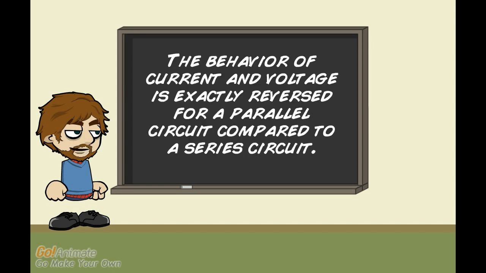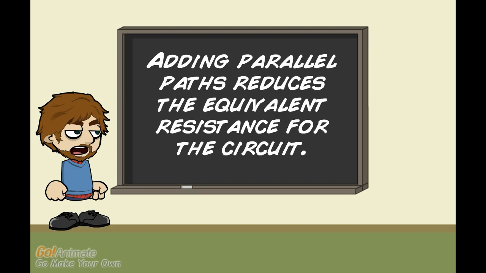In series circuits, current is the same everywhere and voltage divides between the devices. However, in parallel circuits it is reversed. For parallel circuits, it is the current that divides and the voltage is the same for each path. We saw that since adding more parallel paths increases the current from the battery, the equivalent resistance has to decrease.